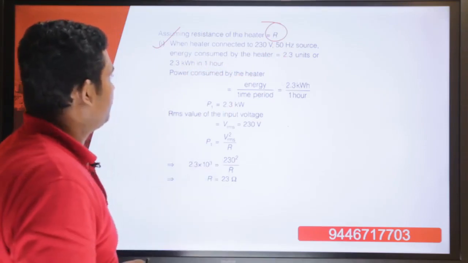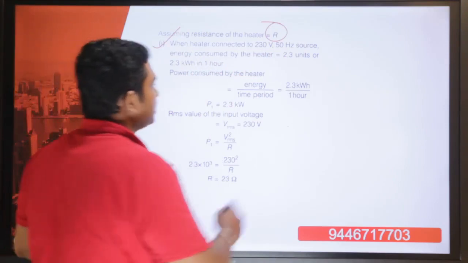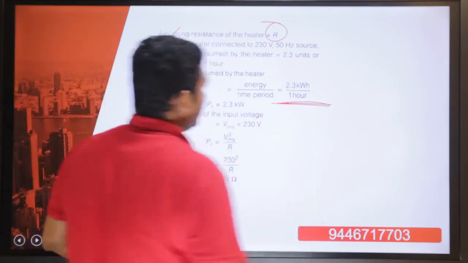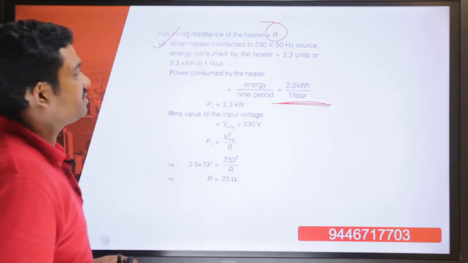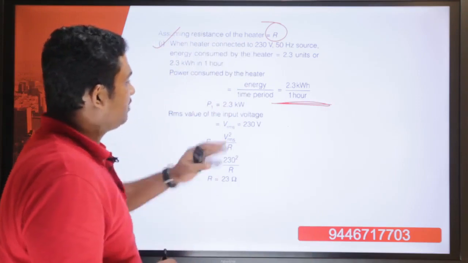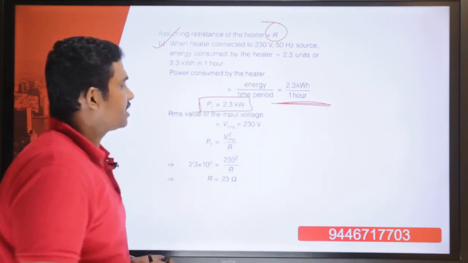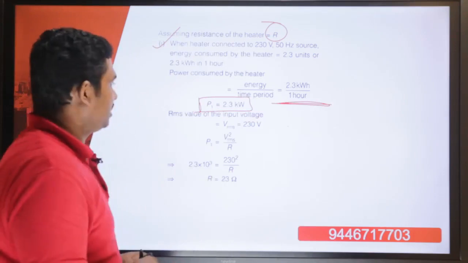in 1 hour. Now power consumed by the heater is what? The power consumed by the heater is energy divided by time period. What is our energy? Our energy is 2.3 kWh. Time period is 1 hour. So what is power? Power consumed by the heater is 2.3 kW.